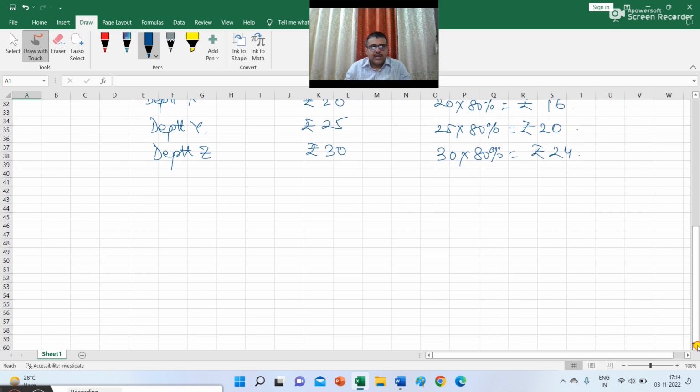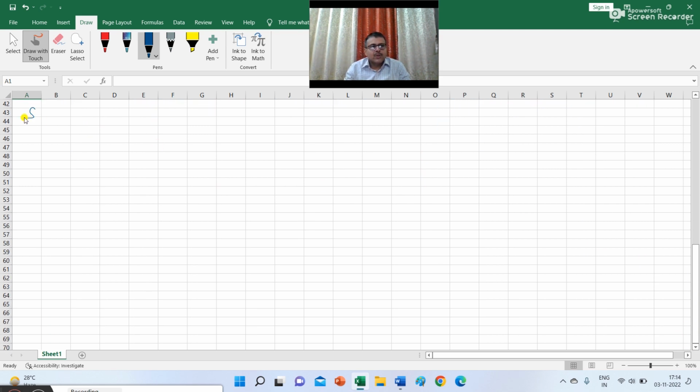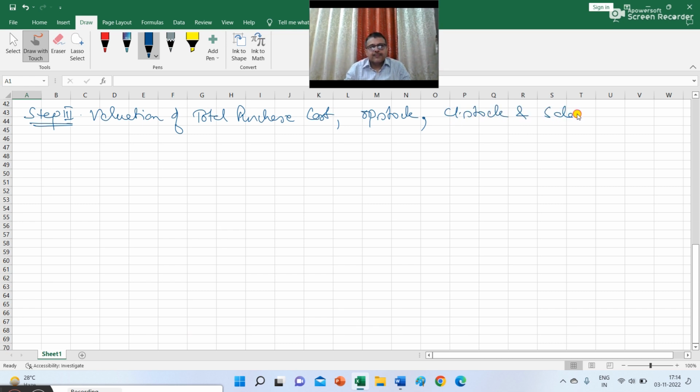Now in step 3, we will value the opening stock. So valuation of total purchase cost, opening stock, closing stock, and sales for each department.